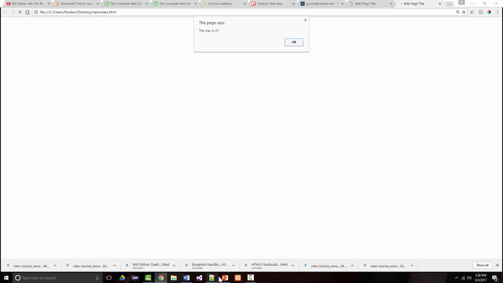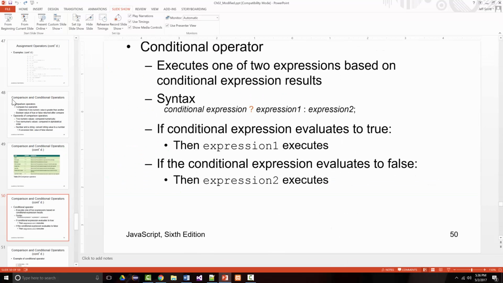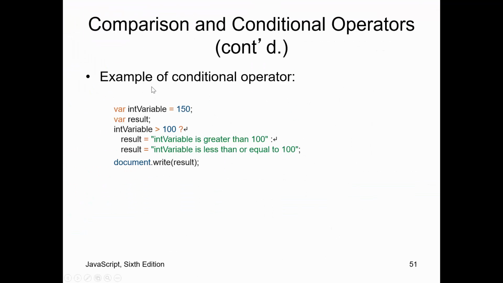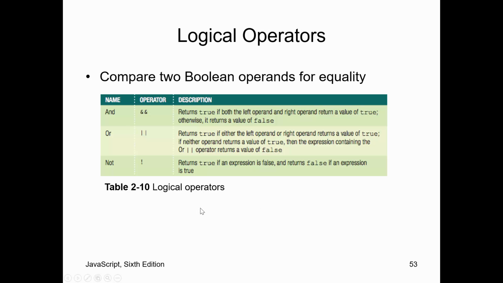All right. There's their example of the conditional operator. So now, in many ways, the JavaScript language is a little quirky. Values are defined as being either falsy or truthy. The 6 different types of falsy values are shown right here. They are double quote, -0, 0, NaN, which is not a number, null, or undefined. Anything else that you put down is known as being truthy or true. So these 6 are treated like a Boolean false. Everything else is a Boolean true.